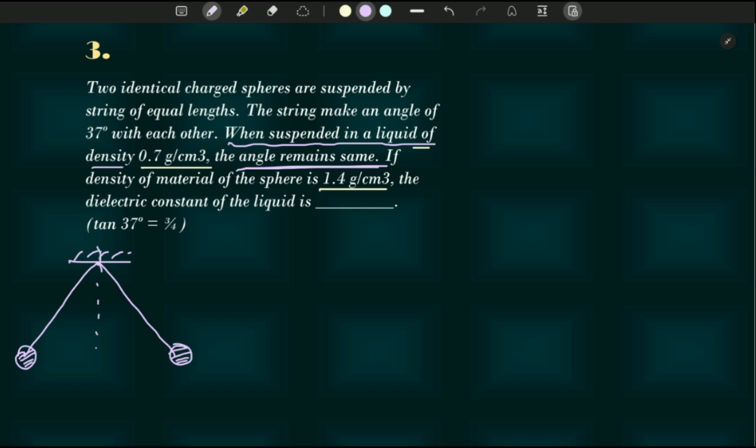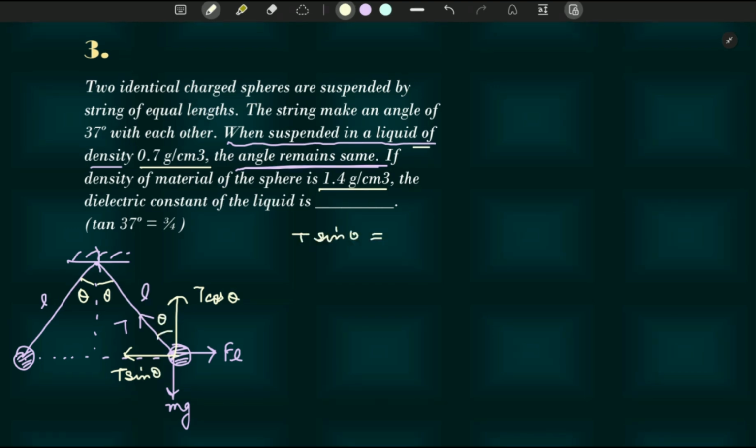Now, two identical charged spheres with equal length strings. If I try to draw the FBD, downward force mg will act. In this direction Fe, the electrostatic force, will act because of repulsion between these two, and tension in this direction. Suppose this is the theta angle. It is given 37 degrees with each other, so theta will be 37 by 2. This is T cos theta and this one will be T sin theta. So I will get T sin theta equals Fe, and T cos theta equals mg. From here tan theta equals Fe by mg. So I have got this relation.